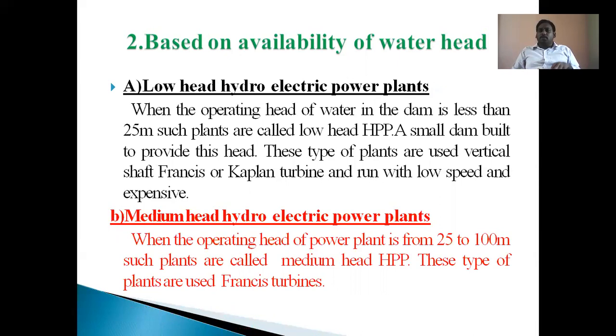So here the potential energy stored in the dam is more compared to the low head power plant. Then a medium power generation takes place in the medium head hydroelectric power plants. That's why here we can use Francis turbines in this type of power plants. These run with some required high speed. Then the base power can be generated in the medium head hydroelectric power plants.